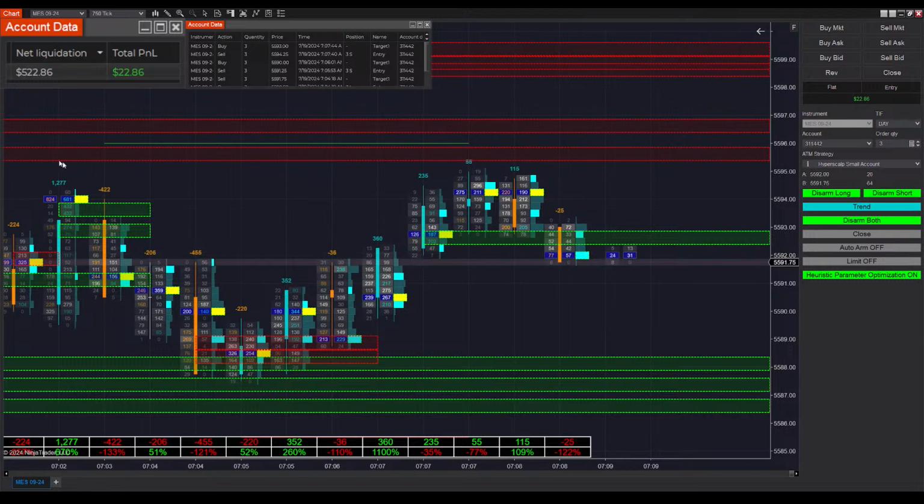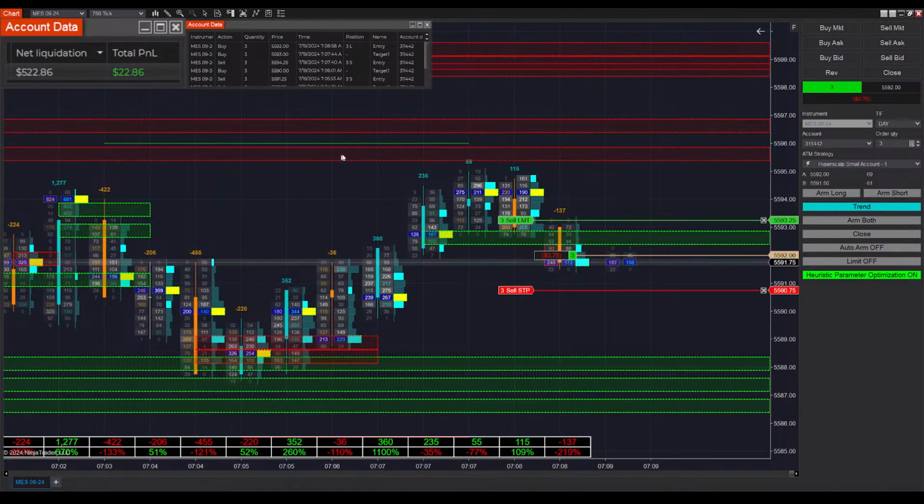Also, for you guys just joining, you can see my net liquidation up here at the top left, which shows our current cash value. We started with $500 today. Also, if you guys have any questions, check out the form in the description, where you can see I'm answering any questions you guys have.